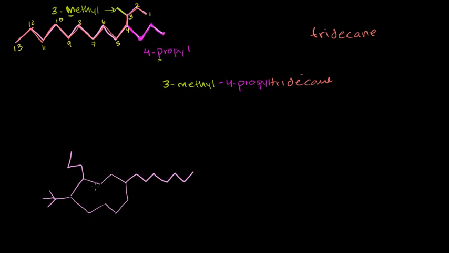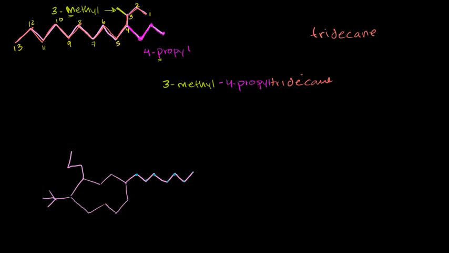Now let's do this one down here. This one seems a little bit more complex. So the first thing to see is what is the largest chain or the largest ring that we have in our structure. The two candidates, we have this chain over here. This has 1, 2, 3, 4, 5, 6, 7 carbons. Now let's see how many carbons our ring has.